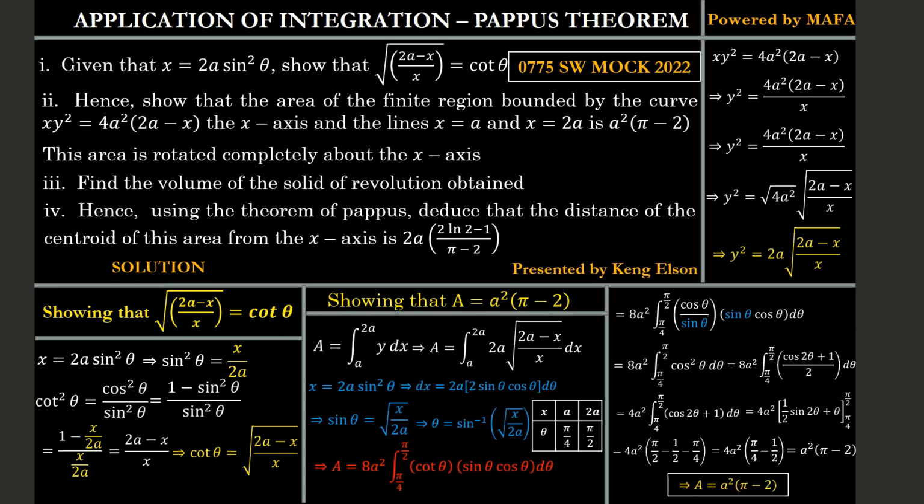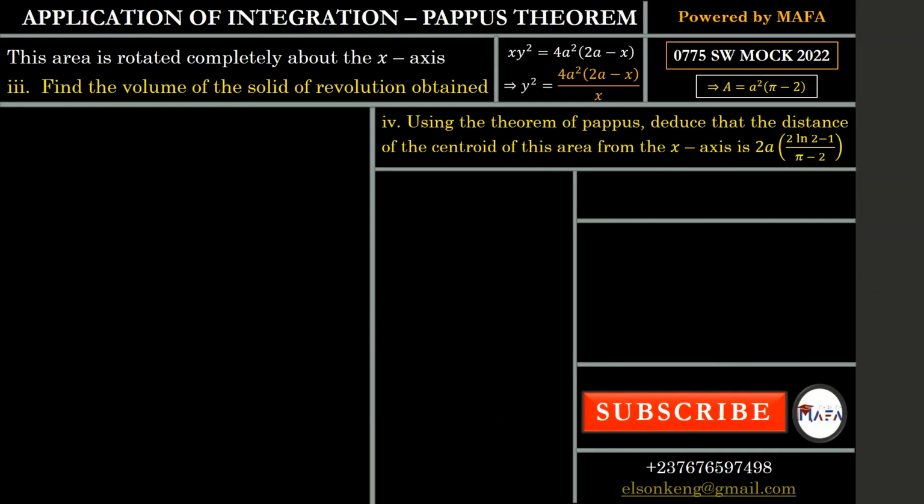Alright, the last but not least part of the question, Roman 3, then we move on to Roman 4. So Roman 3, we are supposed to find the volume of the solid of revolution obtained when that area is completely rotated about the x-axis. Now these are the useful pieces of information that we had in the previous slide. So we are going to begin with the formula of volume of revolution. The volume is given by pi times the integral from x equal to a to x equal to 2a, because those are our bounding lines, of y squared dx. But what is y squared?